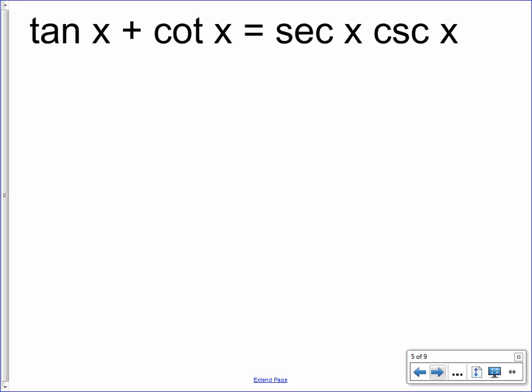The left side. Why would maybe the left side be better? Okay. It might be easier to add things together to get it to look like the right side as opposed to the right side making it an addition problem, okay? So what can we do on the left side? We can make cotangent cosine over sine. And we can make tangent sine over cosine.